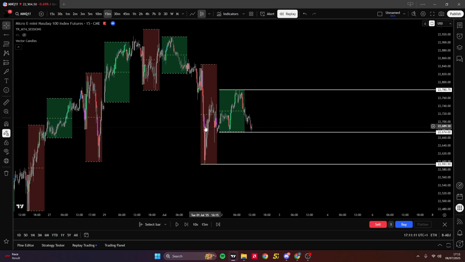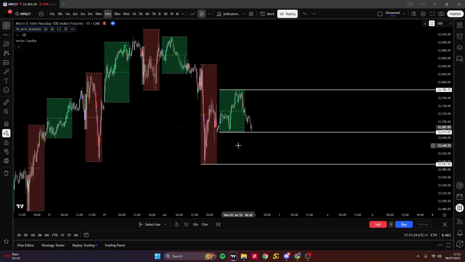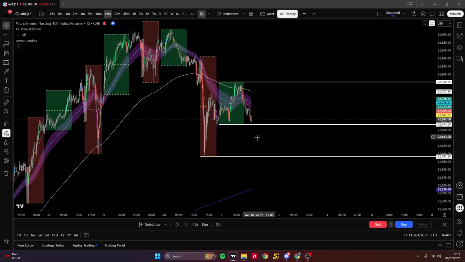Price did come down to test yesterday's low, which is when establishing if price is going to be sweeping and where it's going to make a reversal from. You want to be paying attention to the moving averages. Like I'll show you here if I pull up the EMAs.